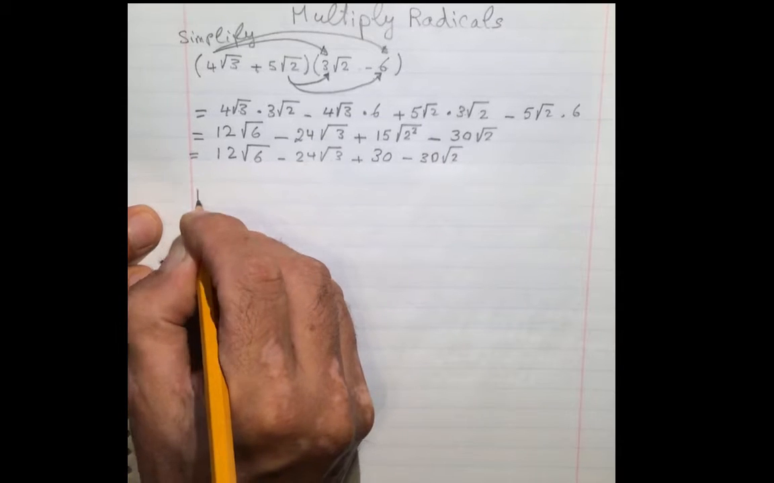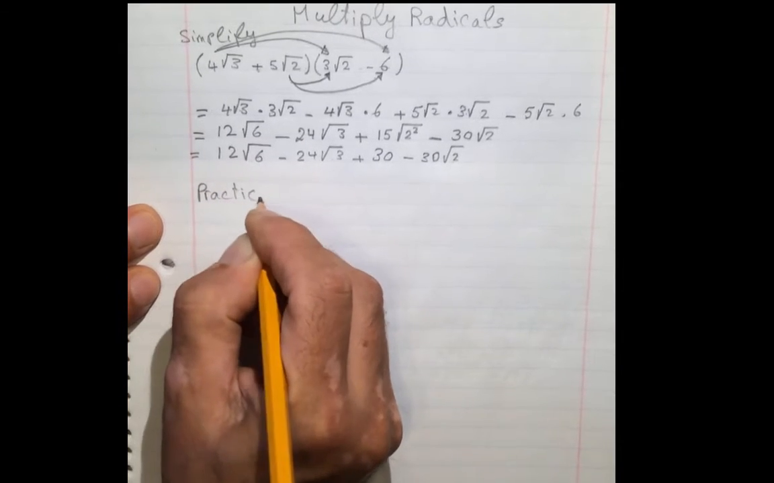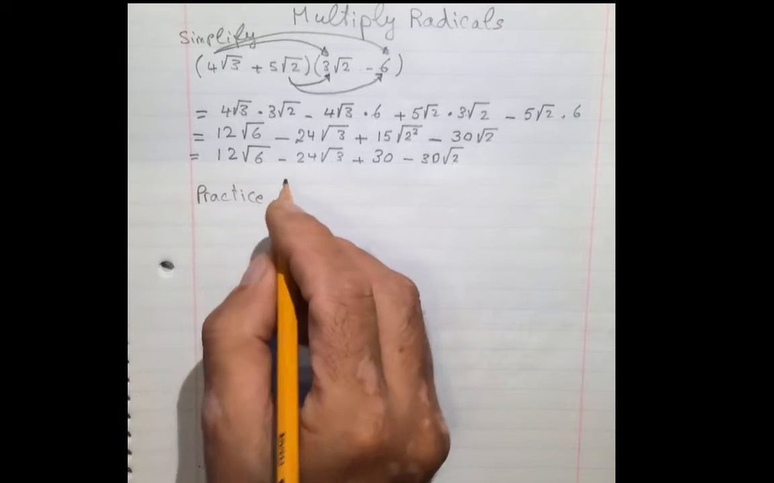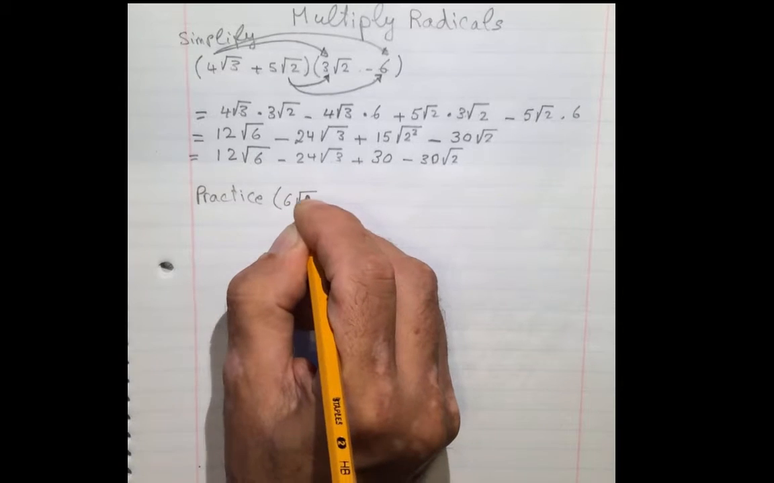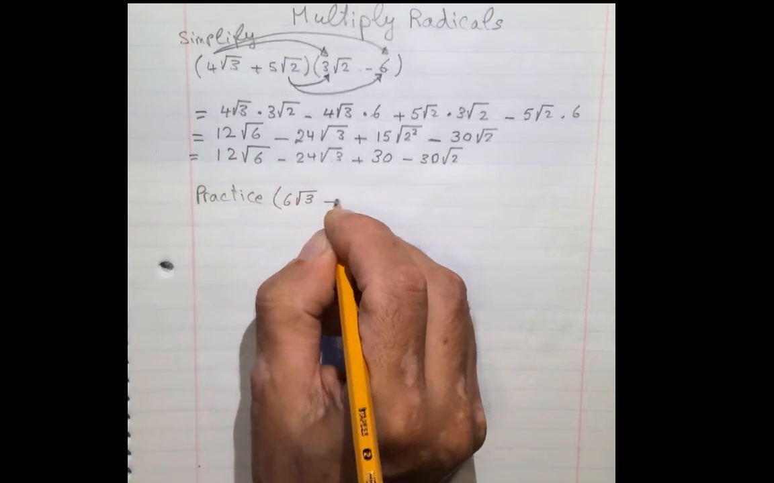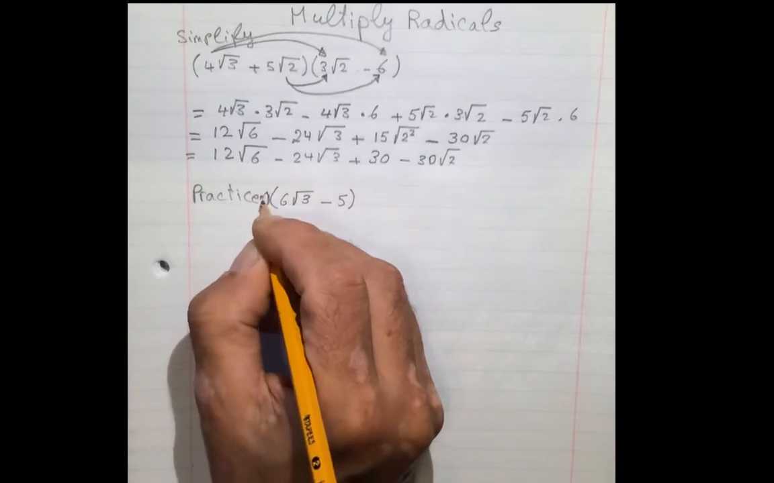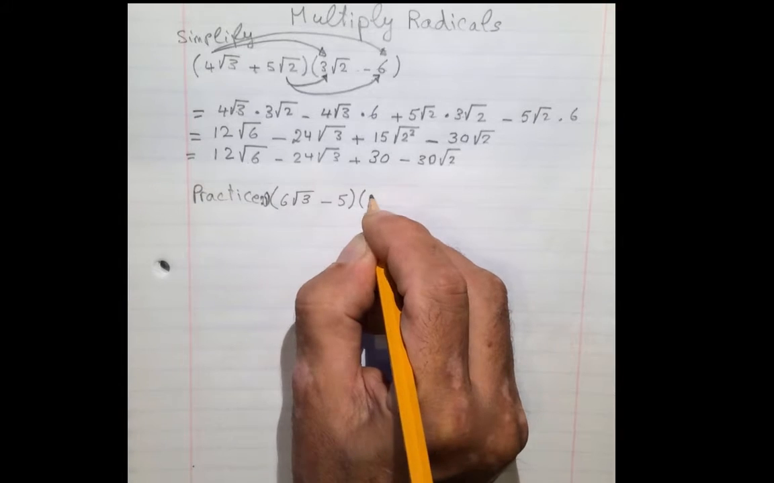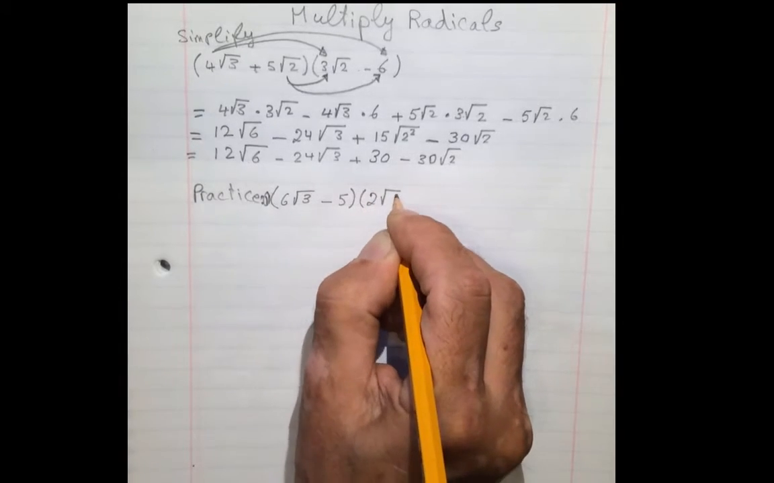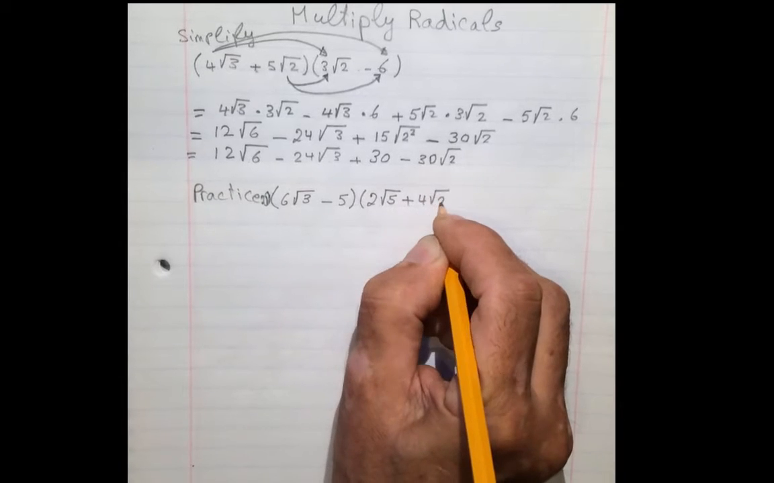Now you can practice these two problems. That's the first problem here: 6 root 3 minus 5 multiplied by 2 root 5 plus 4 square root of 2.